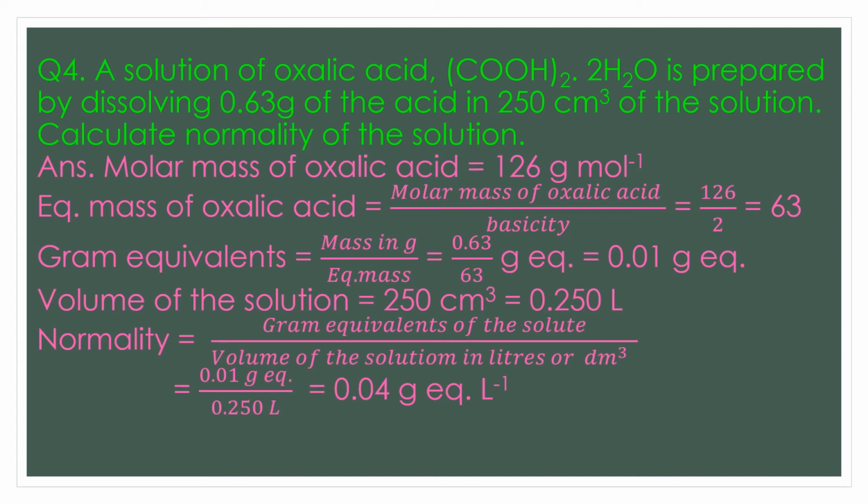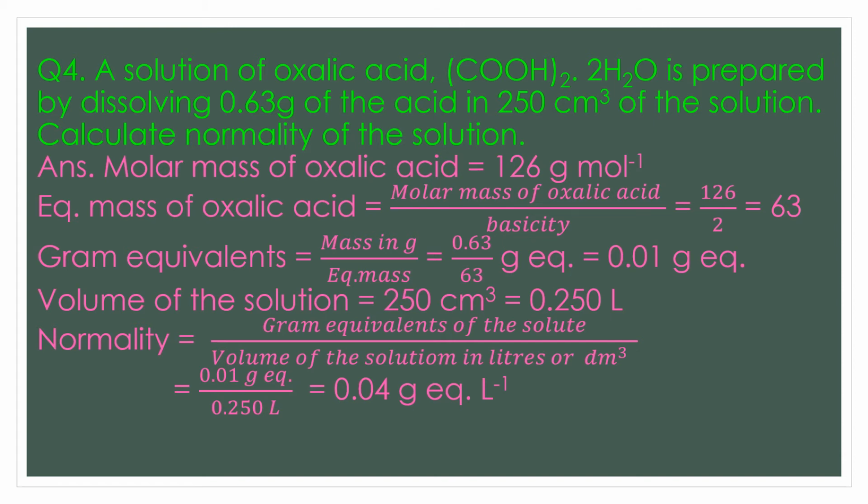You better calculate it first. After that, we have to find the equivalent mass of oxalic acid. For finding the equivalent mass of oxalic acid, the formula is: molar mass of oxalic acid upon basicity, because it is an acid, and its basicity is 2.